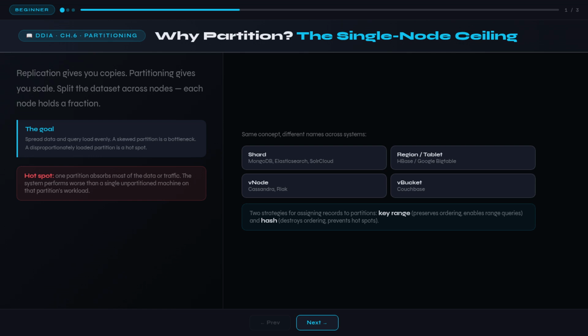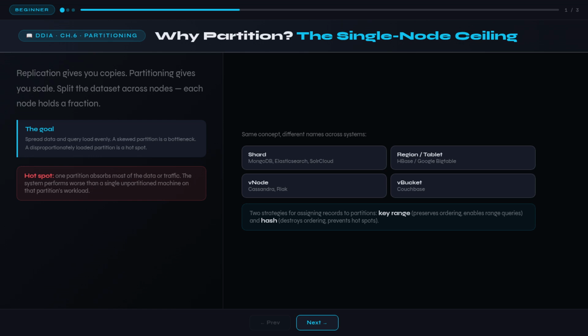But here's the goal that's surprisingly hard to achieve: spreading data and query load evenly. If one partition gets significantly more data or more queries than the others, that partition becomes a bottleneck. The book calls this a skewed partition. And a partition that is disproportionately loaded is called a hotspot. The ideal is perfectly even distribution, all partitions roughly equal in size, all partitions handling roughly equal query load. In practice, achieving this requires choosing the right partitioning strategy for your data and query patterns. And choosing wrong creates hotspots that can make a system perform worse than an unpartitioned single machine.